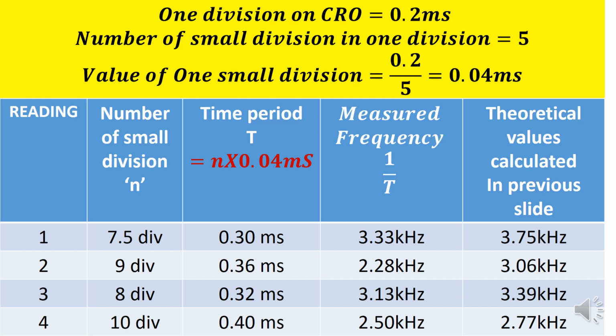2.28, 3.06, 3.13, 3.39, 2.50, and 2.77. In this way, we can see that the measured values, the frequency measured with the help of this generator, the Wien generator, and the theoretical values are approximately the same. So this is an instrument used to measure the frequency also. And it is a very good generator, with very little distortion.